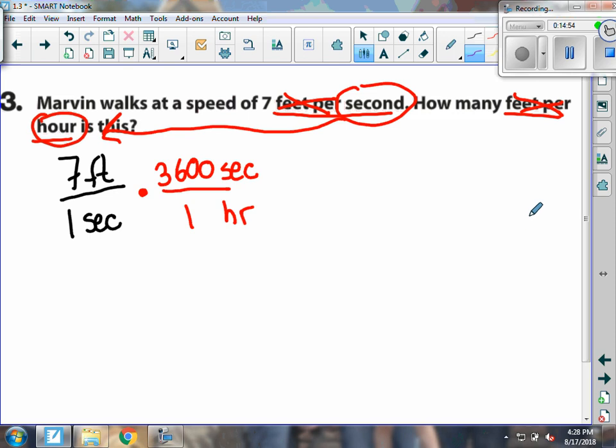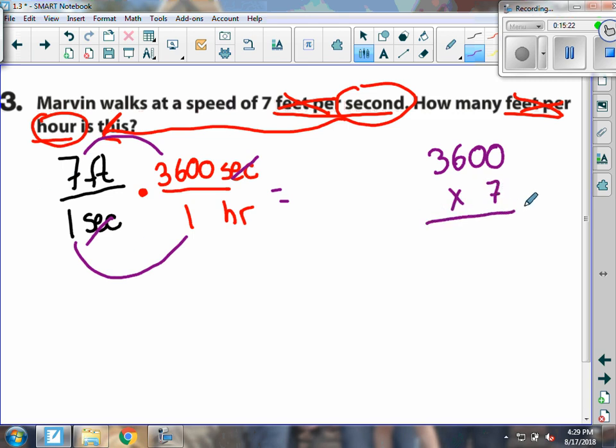Now that I have this set up, I can cross reduce. So I can get rid of my seconds. That's gone. So I'm left with one unit, one measure of unit on the top and one measure of unit on the bottom, which is what I want. So now I'm going to multiply 7 times 3600 over 1 times 1. So let's figure out what this is. I'm going to put my longer number first, times the shorter number. It does not matter what order you multiply in, but it's typically easier if you put your longer number on top.